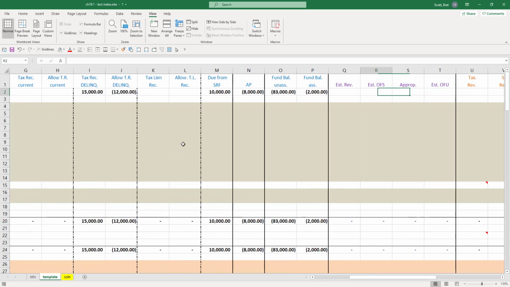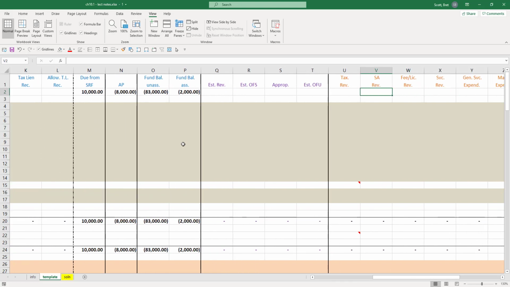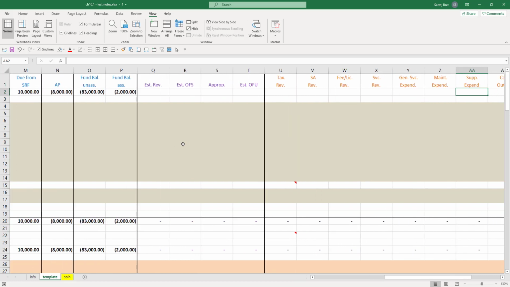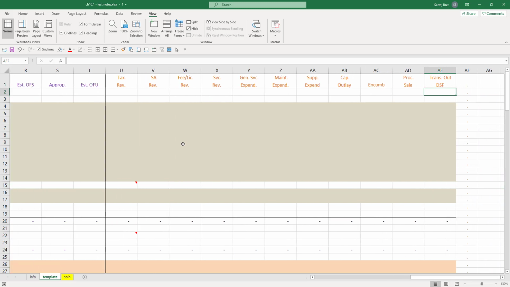Further over to the right, you'll see that we have stuff in purple here. This is our budgeted information for the current year. So these are our budget accounts in purple. And then we have our quote-unquote income statement accounts, our revenue from taxes, from the state aid, fees and licenses, service revenue, and then we have expenditures, not expenses: general service expenditure, maintenance expenditure, supplies, capital outlays, encumbrances, proceeds from the sale, and then transfer out to our debt service fund.